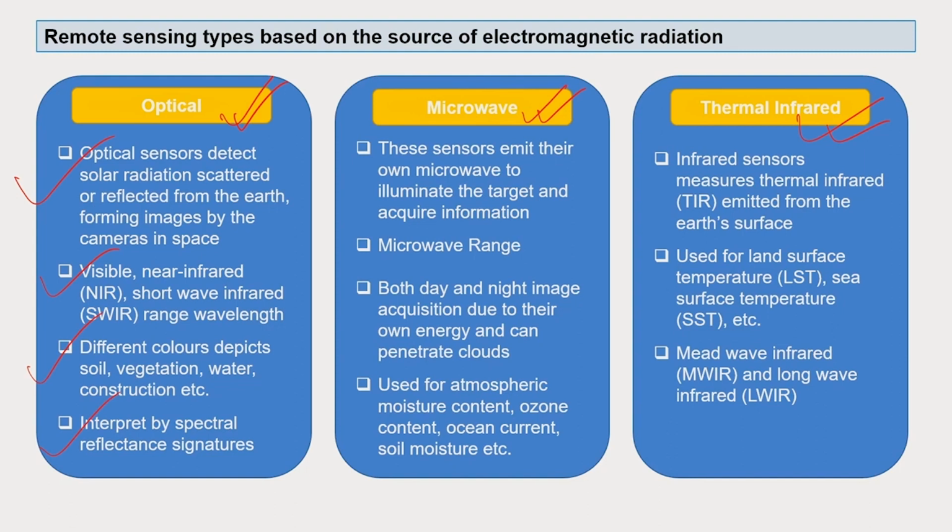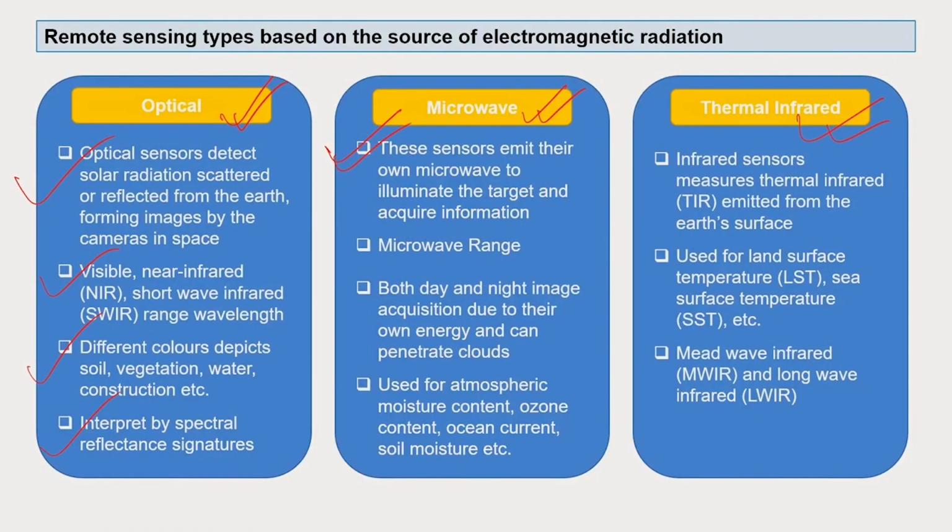Microwave sensors emit their own microwaves to illuminate the target. From the sensor, the microwave comes onto the target, illuminates it, and acquires information. That means even on a cloudy day you can use this sensor. In the microwave range it works both day and night, and images can be acquired. These are used for atmospheric moisture content, ozone content, ocean currents, and soil moisture. So 24/7 you can get information.